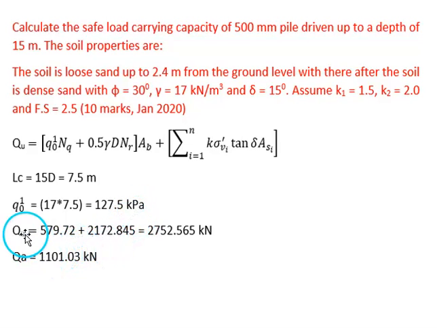Then the ultimate load carrying capacity can be calculated using this equation. It is coming as 2752.565. Then allowable load equals ultimate load divided by factor of safety.